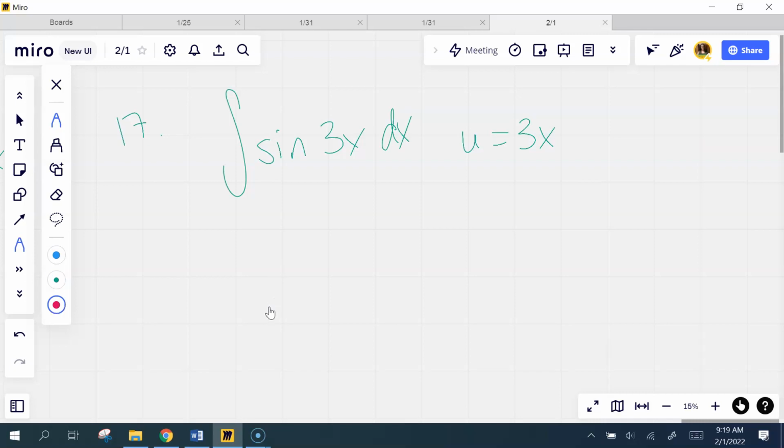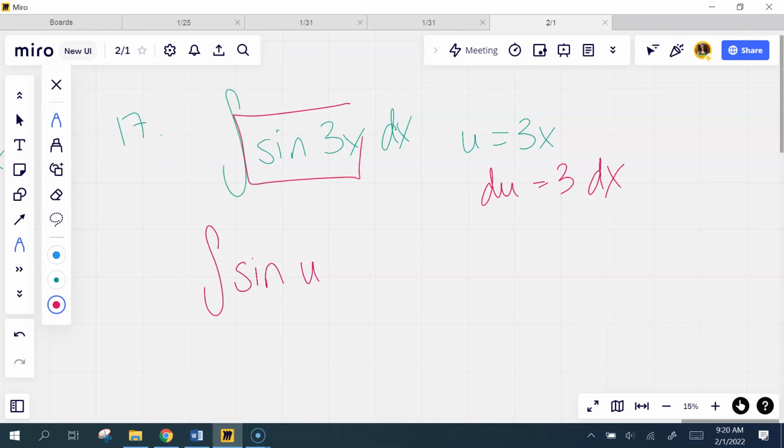So if I know that u is 3x, what do I know that du is going to be? And I'm going to throw that dx on there because it's actually 3dx, right? All right. So what is the antiderivative? All right, so I've got sine u, right? So that takes care of all of this. The only thing I have here is dx, but what do I need it to be? I need it to be a 3dx.